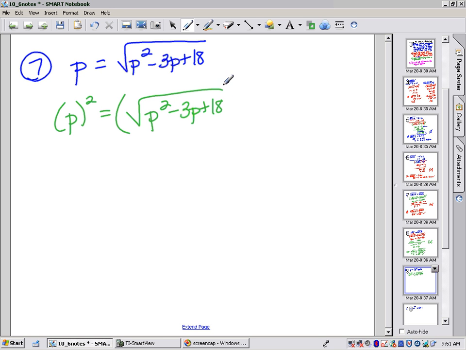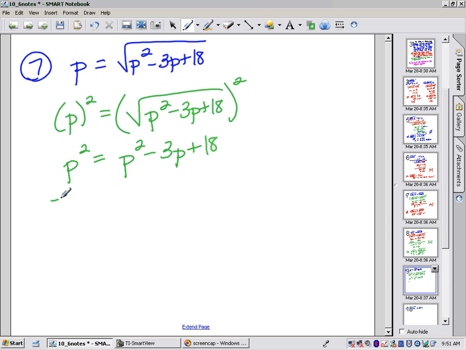But the nice thing that will happen, now on the left we just get p squared, but on the right it doesn't matter what is inside the radical, right? When we square it, we eliminate the radical, so don't worry about multiplying p squared minus 3p plus 18 by itself, because it's inside the radical, so squaring just gives us that expression.